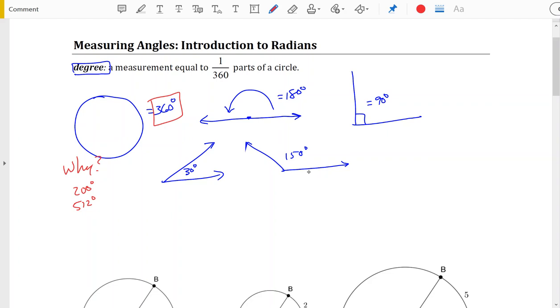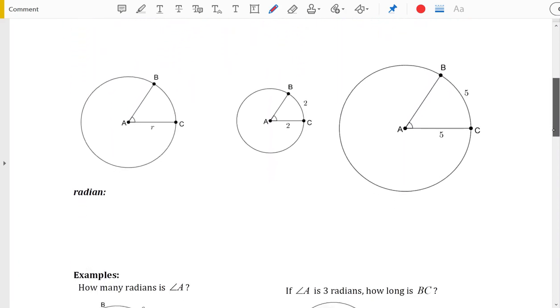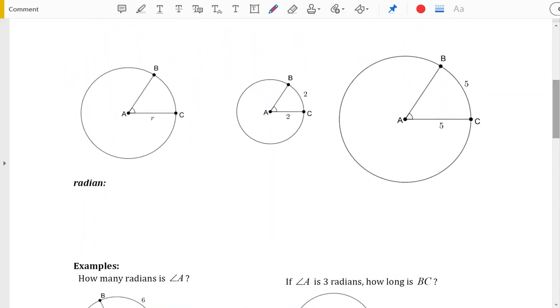The next question that might arise is, well, is this the best way to measure angles? And the answer to that is maybe not. So today we're going to look at a new way of measuring angles, a way that is very useful when working with circles, and particularly when talking about the lengths of arcs. That thing's going to be called a radian. So this is our new unit of measurement, and I'm going to try and define it for you here.